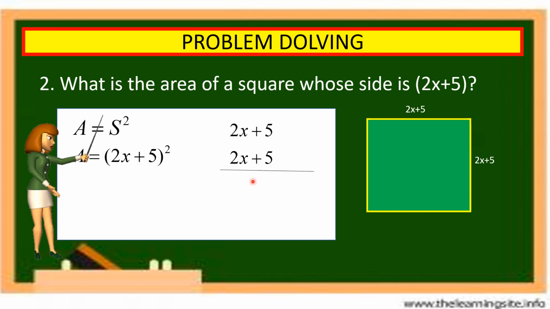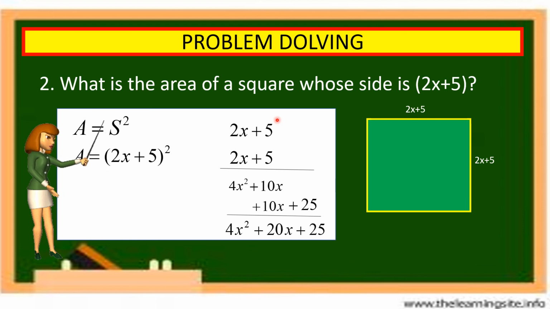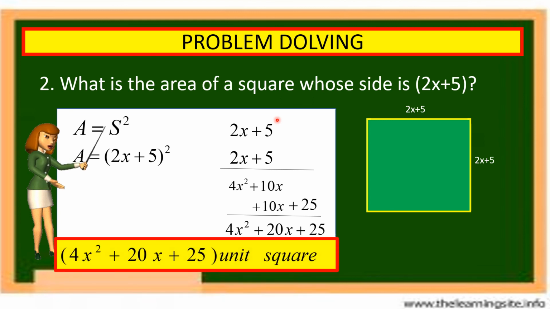What is the answer? First we multiply 2x times 2x is 4x squared. 2x times 5 is 10x. So we have 4x squared plus 10x. Then 5 times 2x is still 10x. And 5 times 5 is 25. So we will add. The answer is 4x squared plus 20x plus 25. Therefore, what is the area of a square whose side is 2x plus 5? The answer is 4x squared plus 20x plus 25 unit squared.